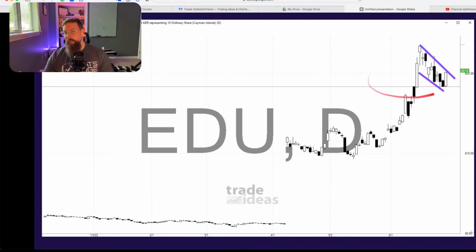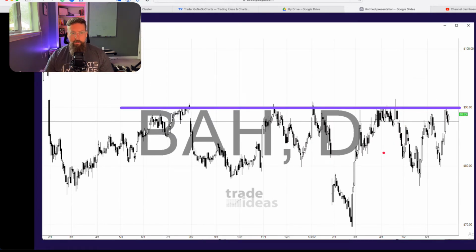Another one here is EDU. Full disclosure, I still have some EDU left. We had a TI strength alert, which is a relative strength algorithm that we have at Trade Ideas. Again, a link in the description below. Right in this area, I sold most as we popped up, so I have a tiny bit left, but it's putting in this bull flag after pulling back down. So if this can get going higher, maybe I'll add to the position and go from there.